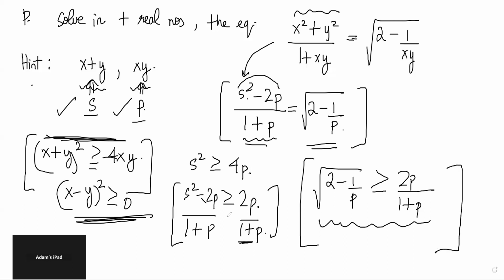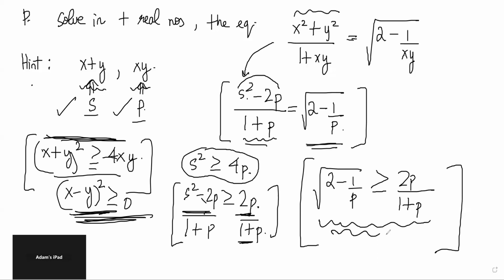Because I saw that (x minus y) square is greater than 0, so (x plus y) whole square is greater than 4xy. So s square is greater than 4p. So s square minus 2p is greater than 2p. Dividing by 1 plus p, I'm getting this is greater than 2p by 1 plus p, and that is equal to root over 2 minus 1 by p, which is greater than this.